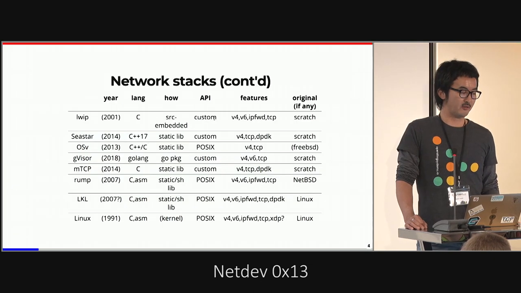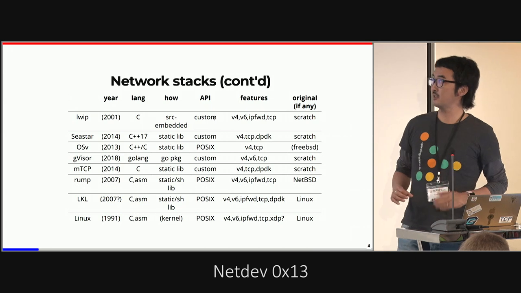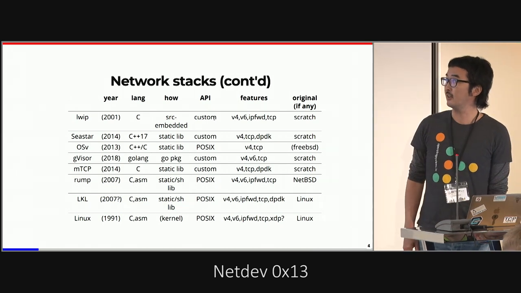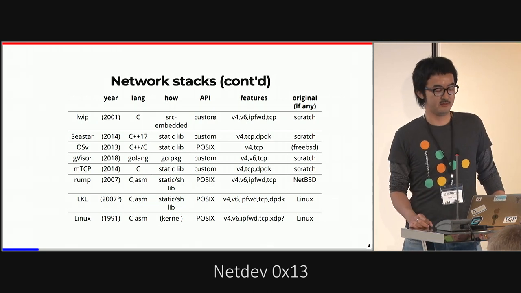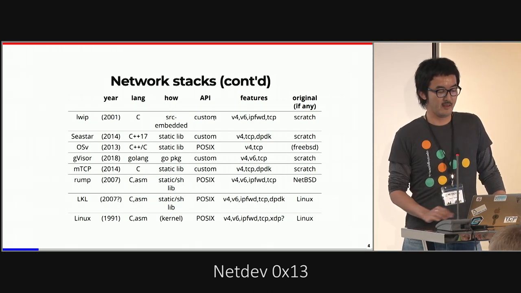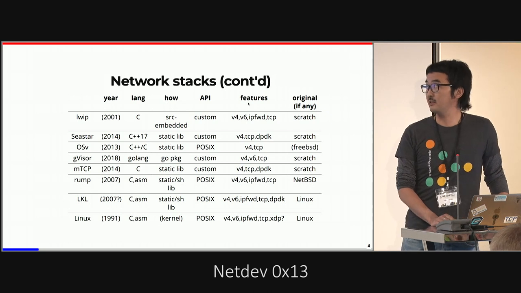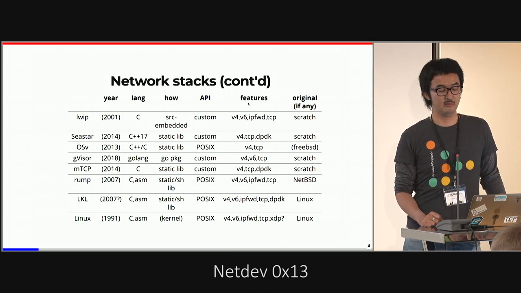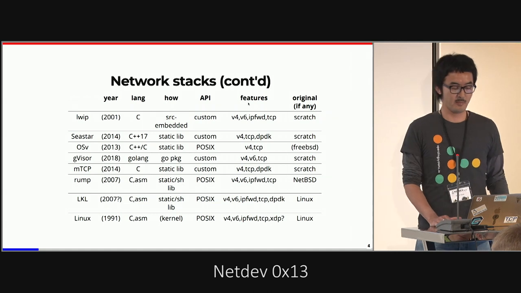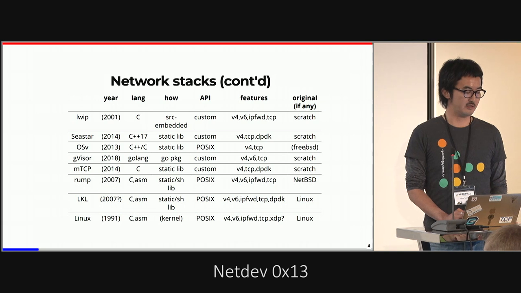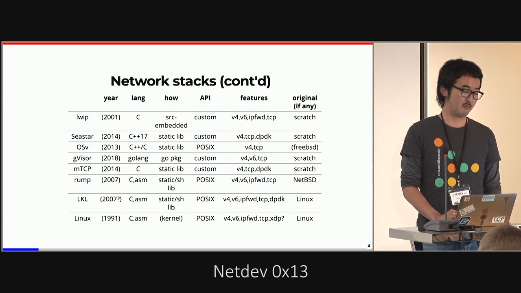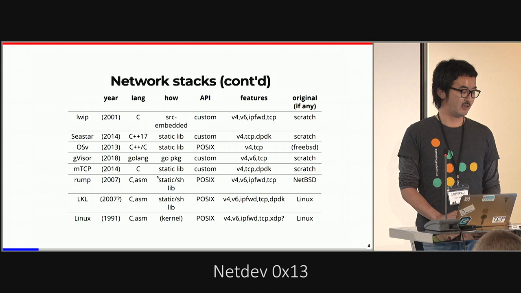So I tried to summarize those projects in a single table, and each network stack has a very different feature set. Some of them only implemented particular protocols of the network stack, and some of them were ported from existing operating systems, like OSv based on FreeBSD, as I mentioned before. And the rump kernel is based on the NetBSD kernel in order to be utilized as a user space network stack.